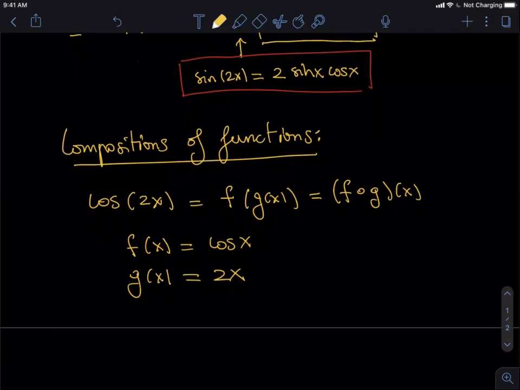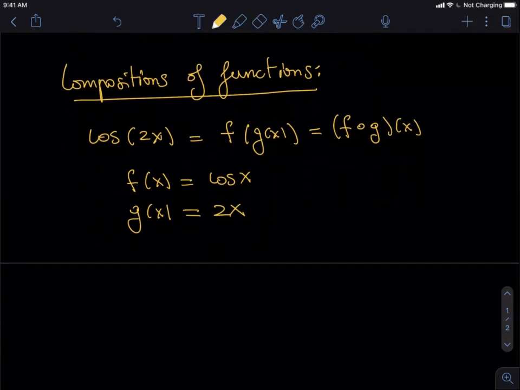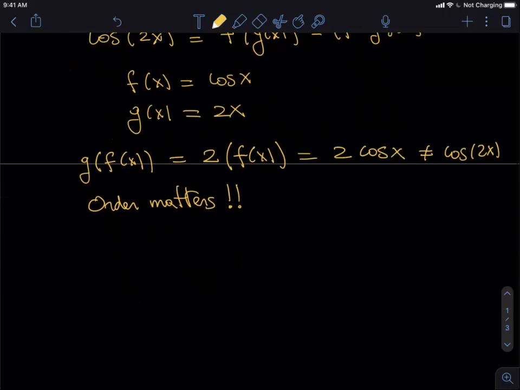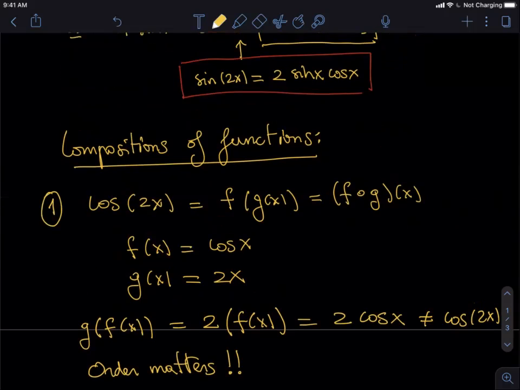Now, one thing here, the order is very important, because if I do g of f of x, what I'm going to get is 2 times f of x, which is 2 times cosine of x, which has nothing to do with the cosine of 2x. Okay, so very important, order matters. Okay, more examples of compositions. Let's see. So this is our example 1.